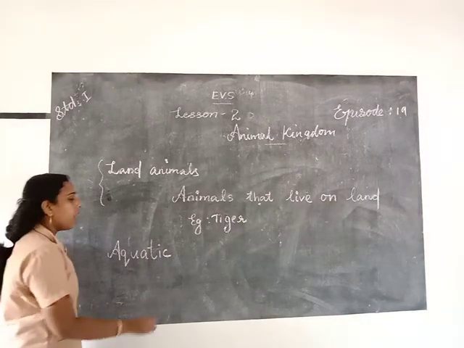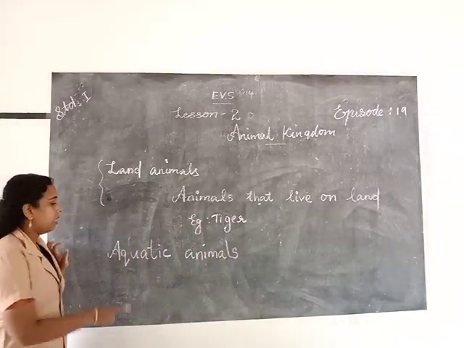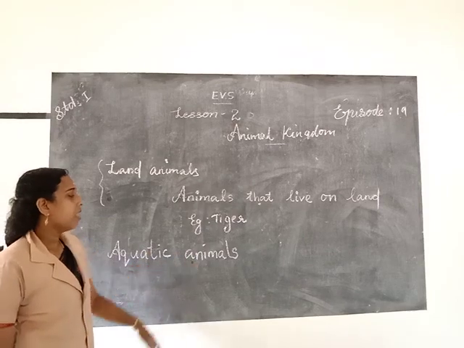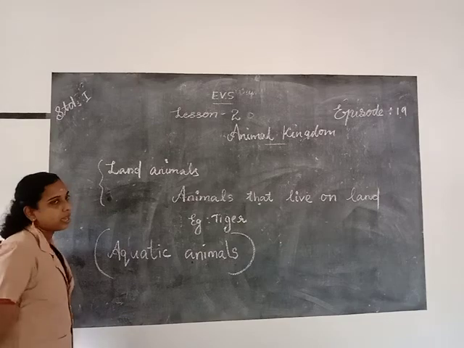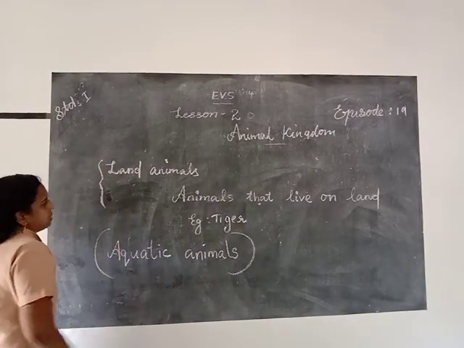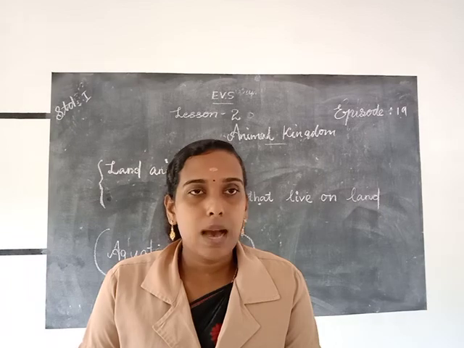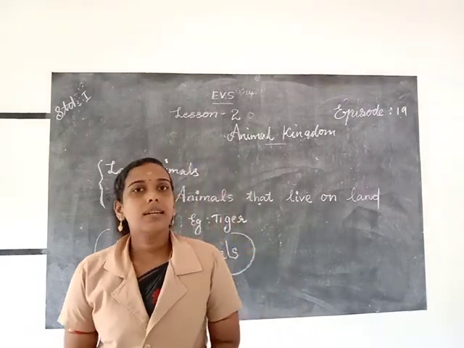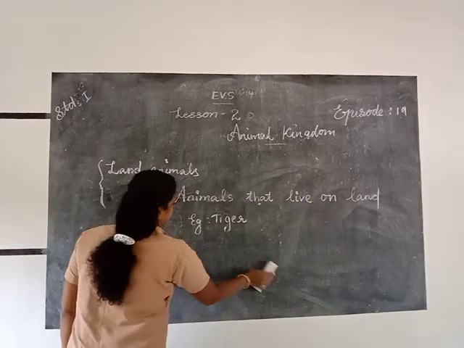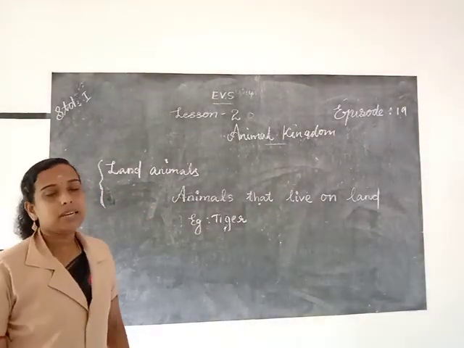A-Q-U-A-T-I-C, aquatic. A-N-I-M-A-L-S, aquatic animals. Okay, so you just studied the definition of land animals. Animals that live on land are called land animals. Example, elephant, goat, tiger, cow, lion, etc. Okay, so you just forgot the word aquatic animals. So once again, what do you mean by land animals? Animals that live on land are called land animals.